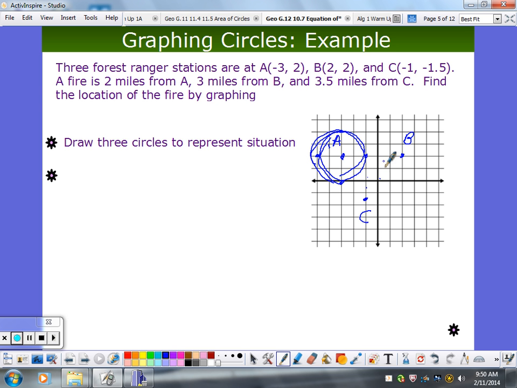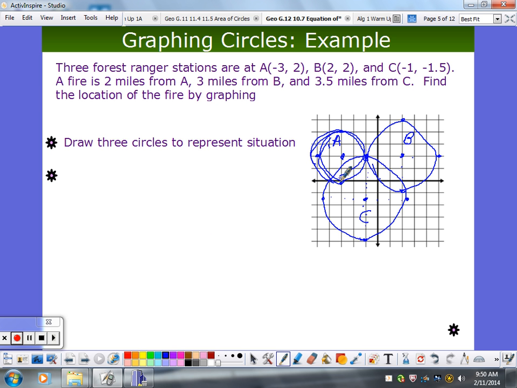Now B is 3 miles. 1, 2, 3, 1, 2, 3. So basically I'm graphing these circles. I'm graphing them badly, but I'm trying. Oh, horrible. Yours is going to look better. And then 3.5 miles from C. Well, there's a half. 1, 2, 3, and a half. Okay, your circles are probably looking a whole lot better than mine.